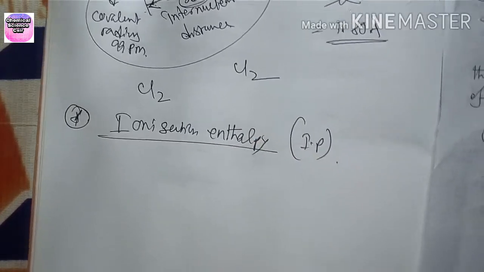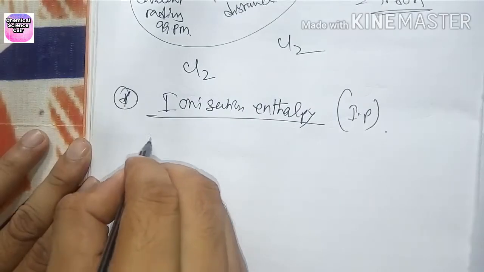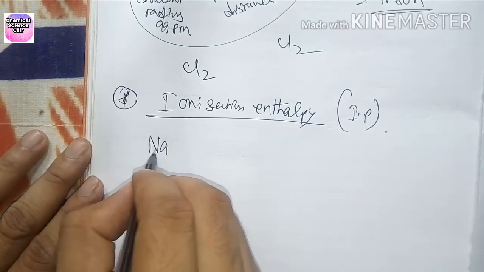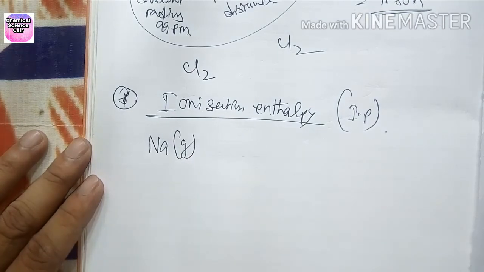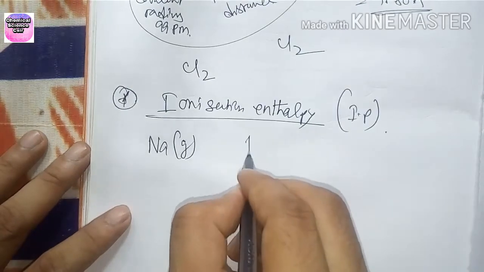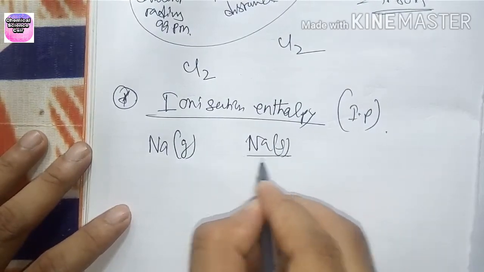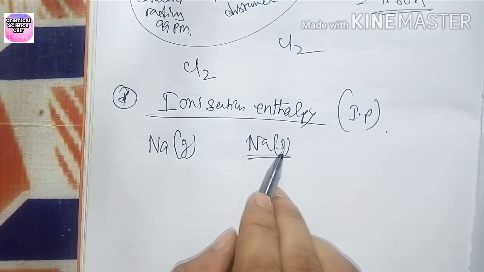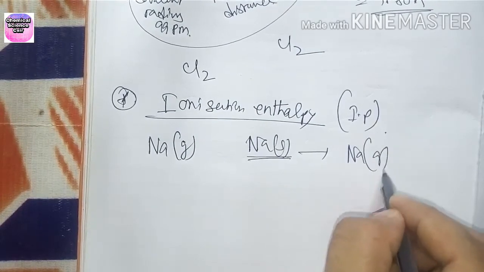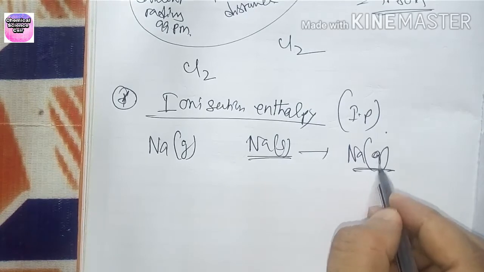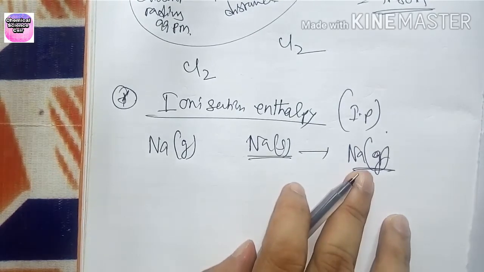Suppose this is sodium, Na. This one is an isolated gaseous atom. Sodium is a gas? Actually, sodium is Na(s), a solid. Now sublimation has to be done, then Na(g). Okay, then isolated gaseous atom is needed.